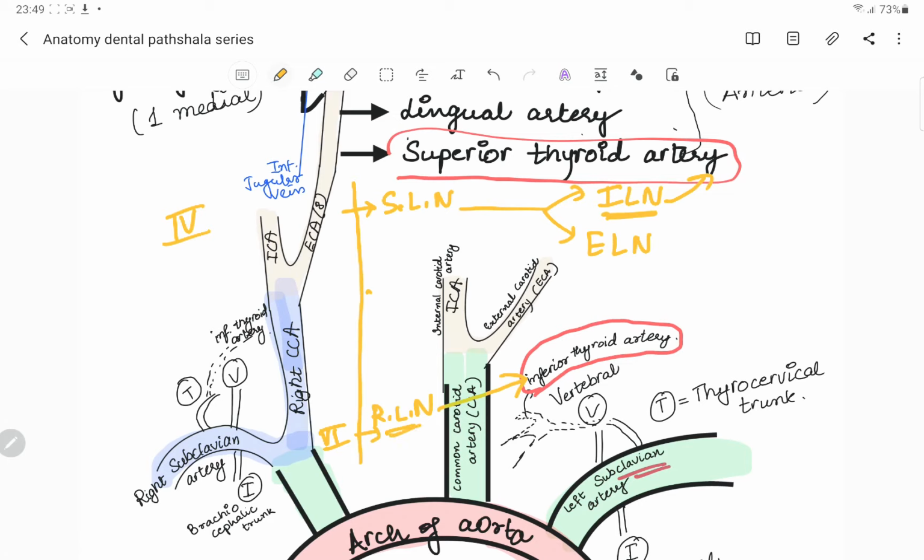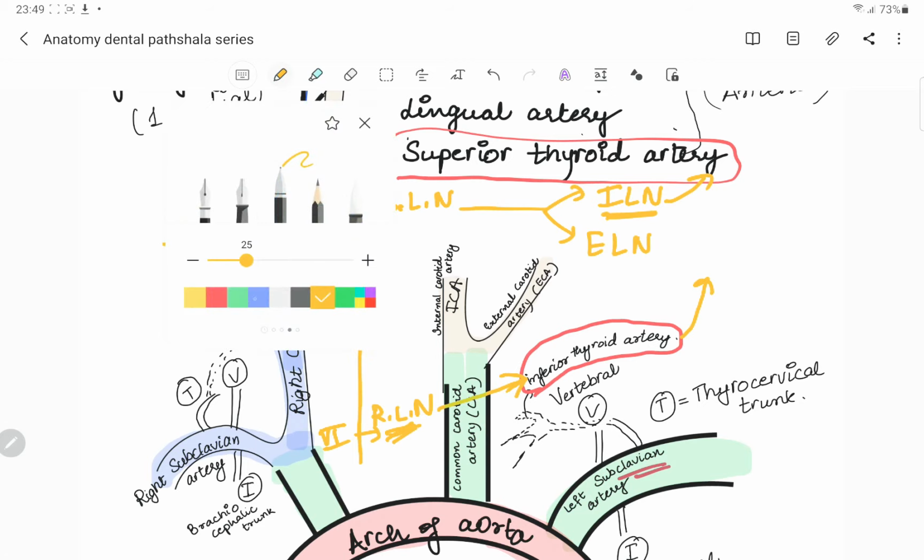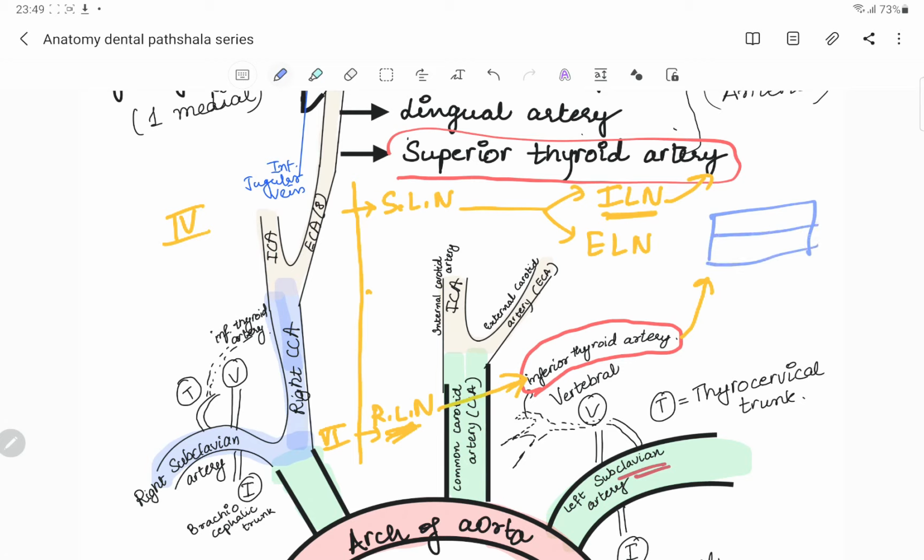So the recurrent laryngeal nerve is supplied by the inferior thyroid artery, as well as we have got the vocal cord. So let's assume that this is the vocal cord. The superior part of the vocal cord is supplied by the internal laryngeal nerve, while the inferior part of the vocal cord is supplied by the recurrent laryngeal nerve. The internal laryngeal nerve, which is a branch of the superior laryngeal nerve, supplies the upper part of the vocal cord, while the recurrent laryngeal nerve, which is a branch of the vagus nerve, supplies the lower part of the vocal cord.